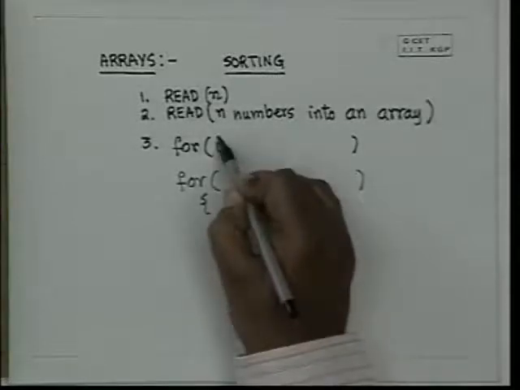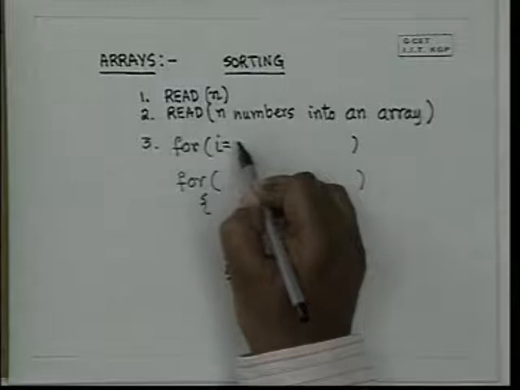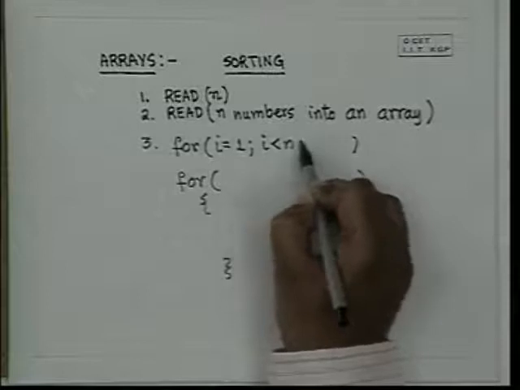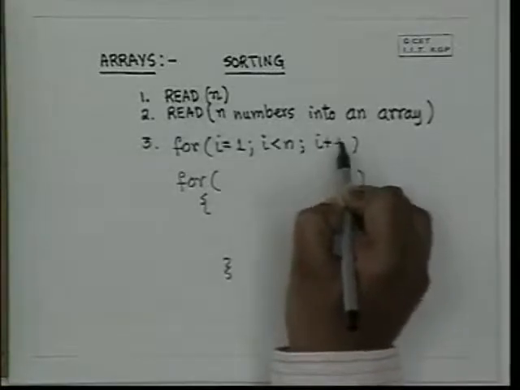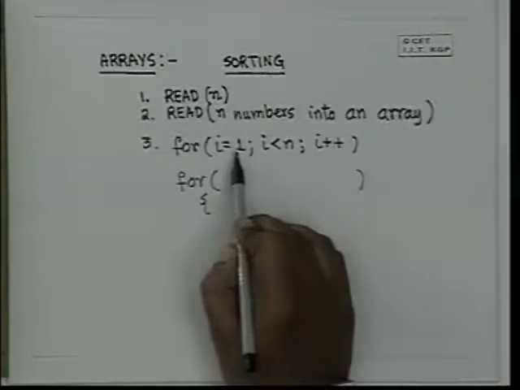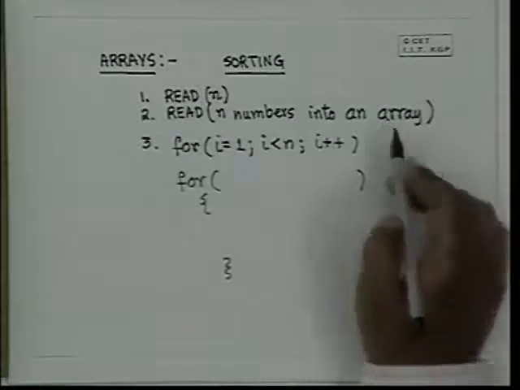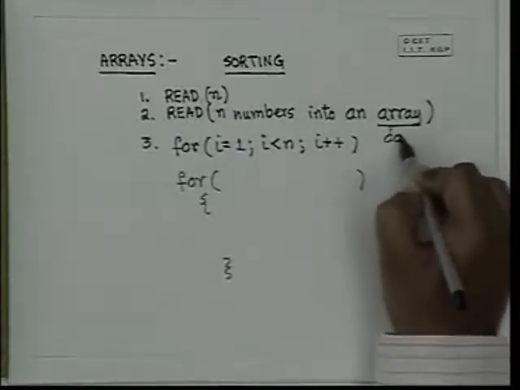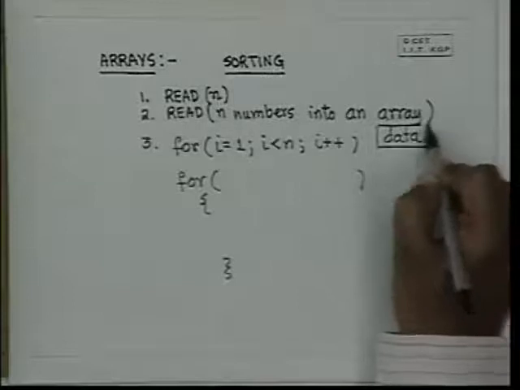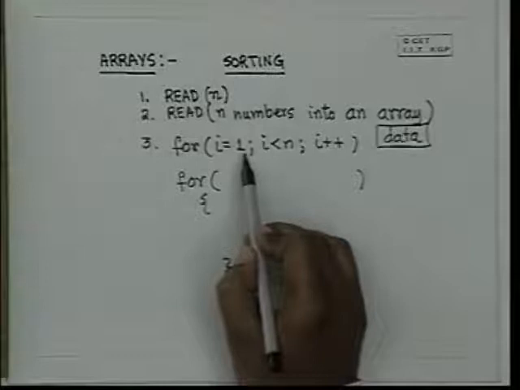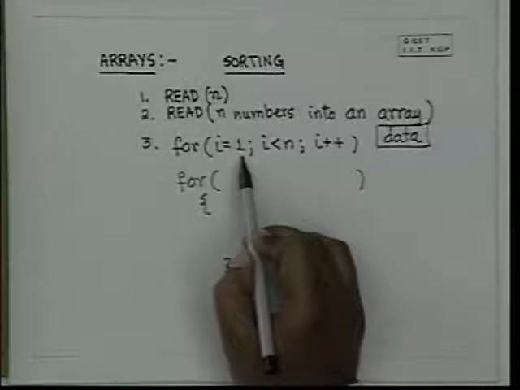For example, we will do for I equal to 1 till I is less than n, I plus plus. When I is equal to 1, we will find out the maximum and store the maximum in the array location A1. So let the array be called data. Then when I is equal to 1, we will store the maximum in data 1. When I is equal to 2, we will store the second maximum in data 2, that is the maximum from the rest of the array.